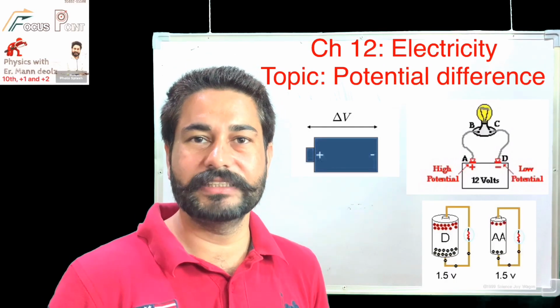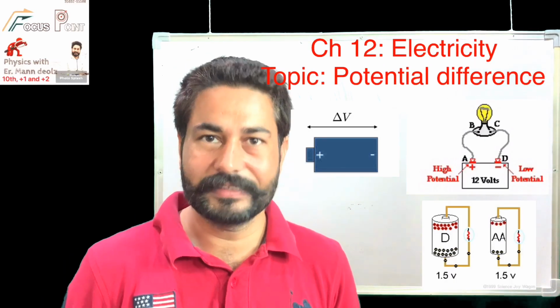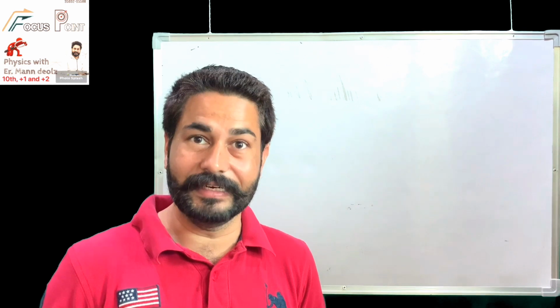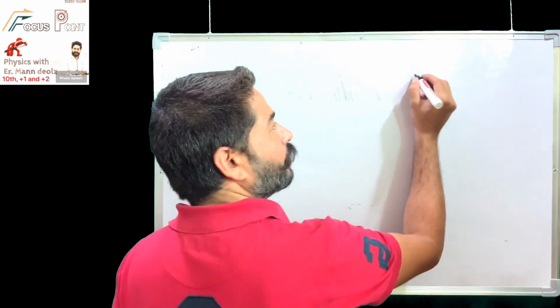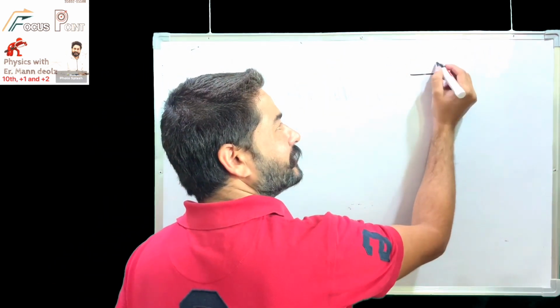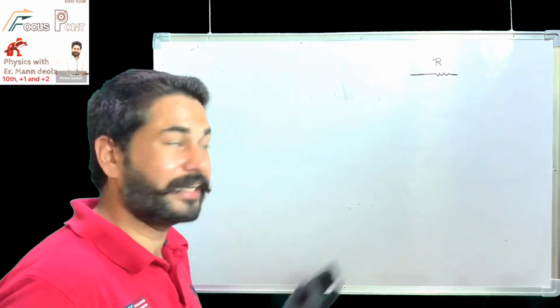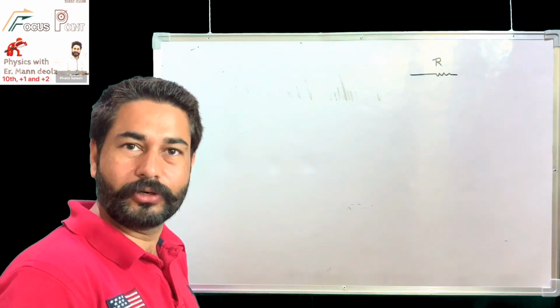We are covering chapter number 12, electricity. We have seen what is an electric circuit, so let me draw the electric circuit. We have a resistance, meaning the resistance of any device. It can be a fan, it can be any motor also.